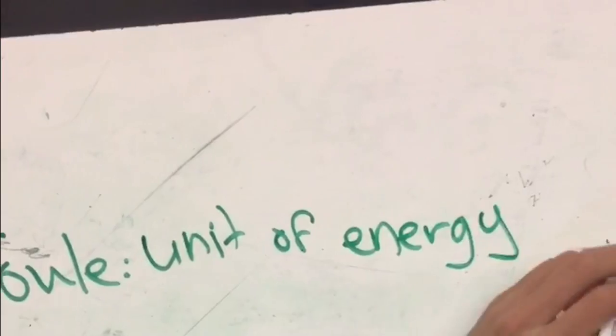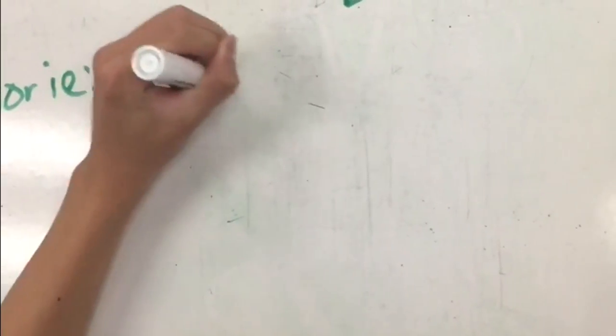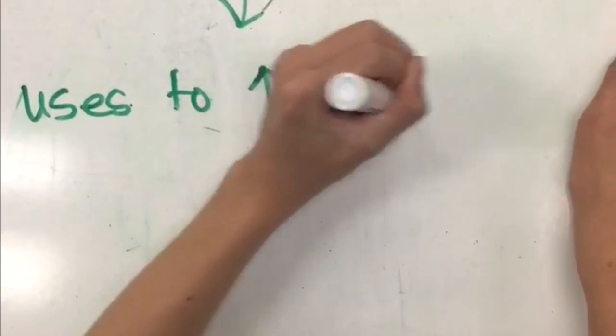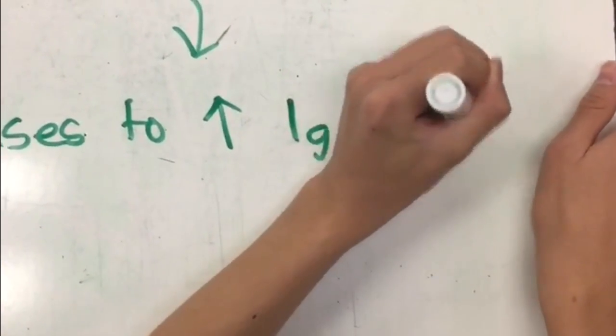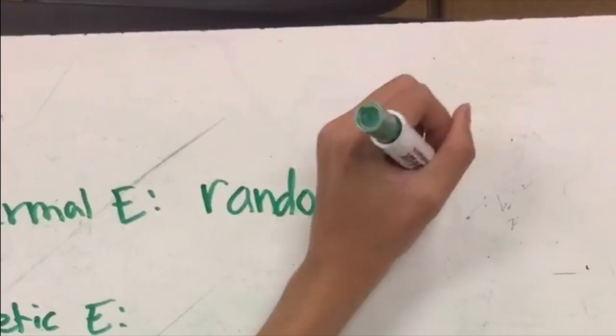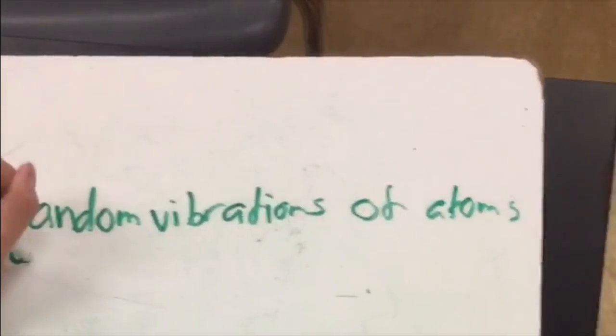A joule is a unit of energy or work. A calorie is the energy needed to raise the temperature of 1 gram of water by 1 Celsius. The different types of energy are thermal, kinetic, electrical, potential, and nuclear energy.